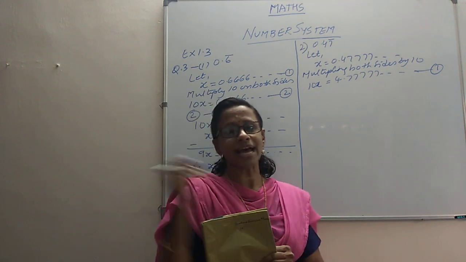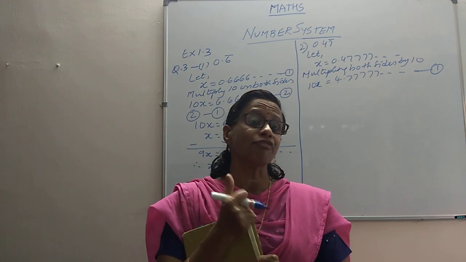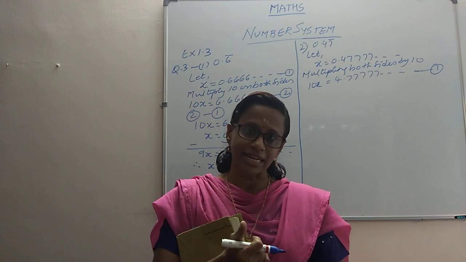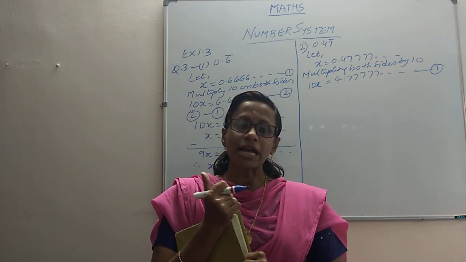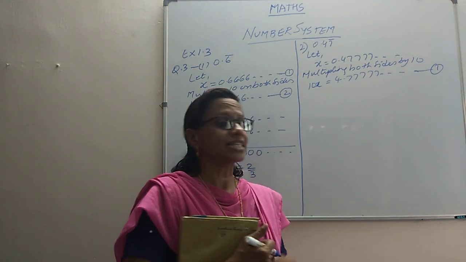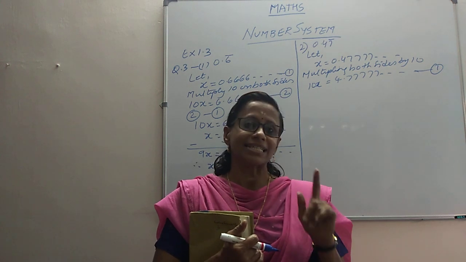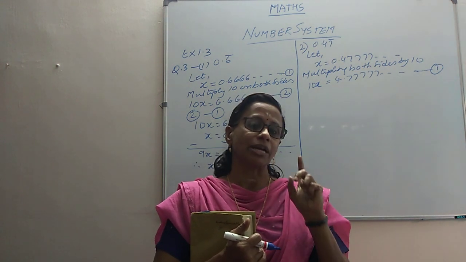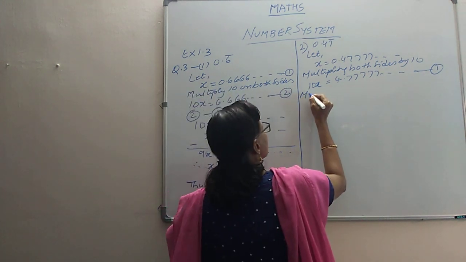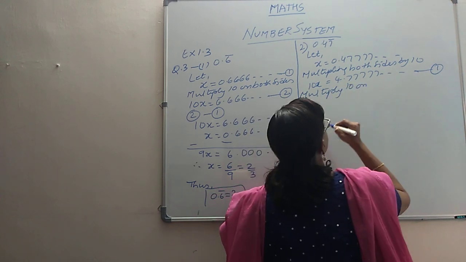Having got equation 1, the next step is to check the number of recurring digits. How many digits are recurring? Whether 1 digit is recurring or 2 digits are recurring. Depending upon how many digits are recurring, we decide the next step. Luckily here, like the previous problem, only 1 digit is recurring, that is 7. As a result, because only 1 digit is recurring, we will multiply 10 on both sides once again to get equation 2. So multiply 10 on both sides.